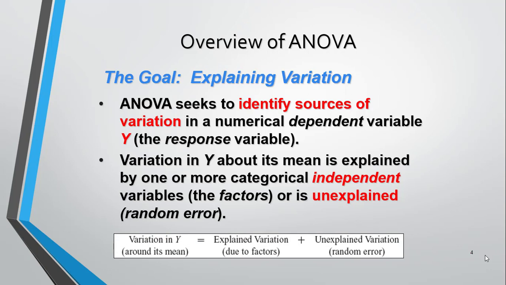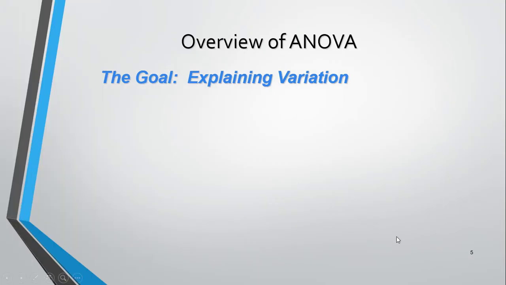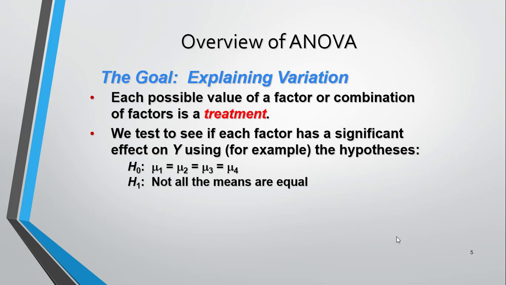Basically, we look at the variations in y around this mean, up and down from this mean. We can separate that variation into two parts: one part that can be explained due to certain factors, and the other part, unexplained variation due to random error. Each possible value of a factor or combination of factors is a treatment. We call them a treatment.